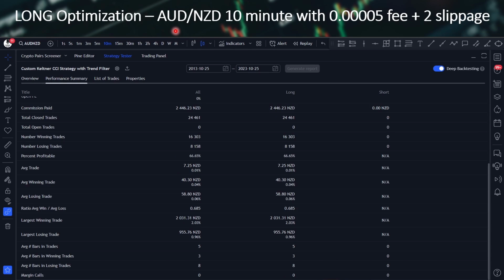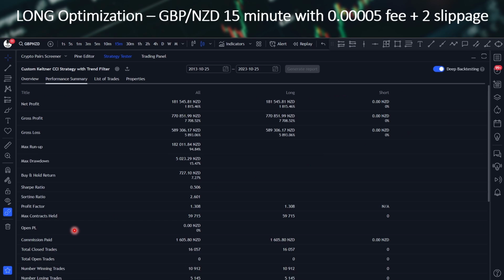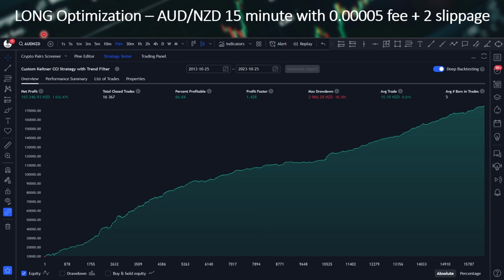Moving on to the 15-minute, the best combination I found was the long-only optimization for GBP-NZD. This one took 16,000 trades, generated 1,800% net profit, with a 1.3 profit factor and 15% maximum drawdown. This strategy also achieved great results using the long-only optimization on AUD-NZD.